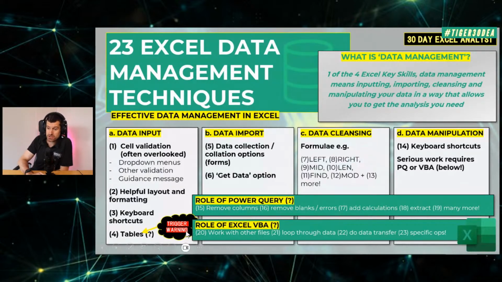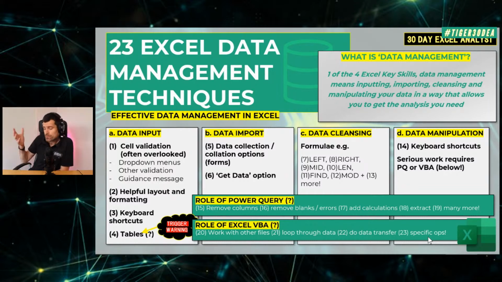I also find with Power Query, you can get some really weird Excel errors that I found very frustrating over the years. So a possible alternative to do all these things: data import, data cleansing, and data manipulation. That's why the box is positioned over these three boxes underneath. An alternative might be Excel VBA. It allows you to work with other files, loop through data, do data transfer and specific operations. Anything you can articulate logically, you can do with Excel VBA.